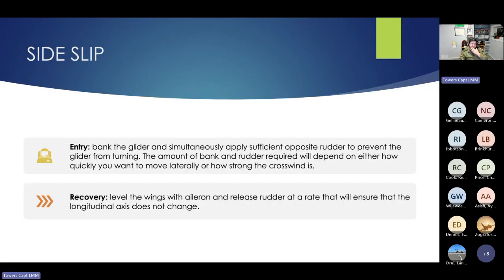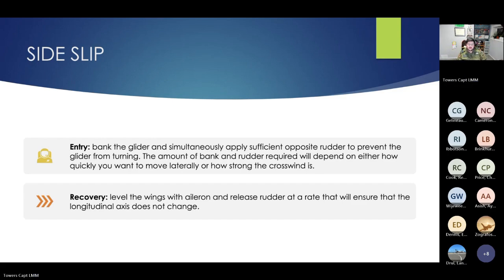So to enter the side slip, just bank the glider and simultaneously apply sufficient opposite rudder to prevent the glider from turning. Normally if you're banking, you're going to get that adverse yaw. But if you control your yaw with the rudder at the same time, so you're giving a little bit of right rudder at the same time as banking to the left, you'll actually fly straight, but with your wings tilted down like this.